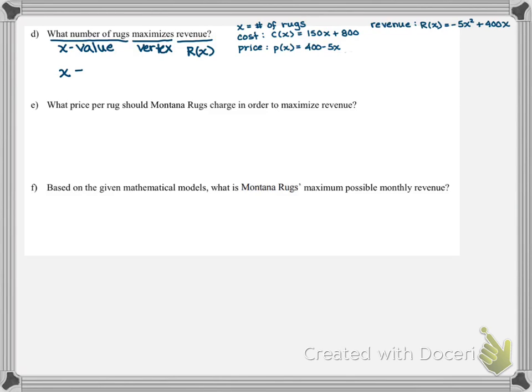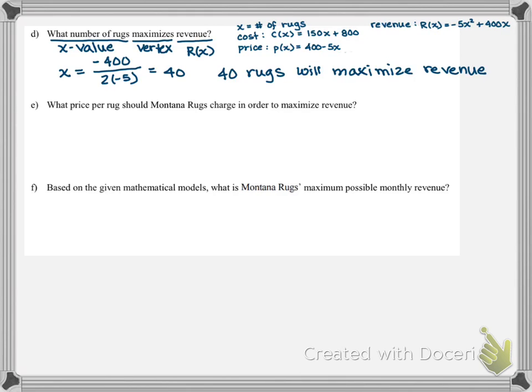So we have X equals the opposite of B, so negative 400 over 2 times A, which is 40. So 40 rugs will maximize revenue.